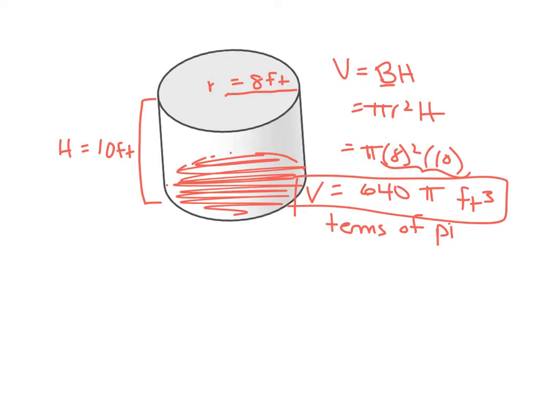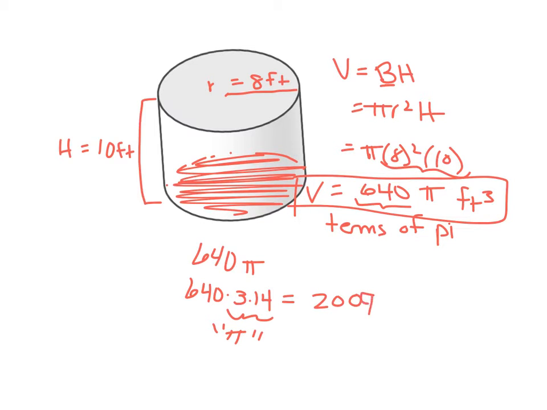Don't think that your volume is 640. It's actually much larger than that. Remember that 640 is just the first coefficient. It's also got a pi on there. So if you substitute, let's say pi is 3.14. A lot of times I would just look for the pi button. It'll be more accurate. But if I multiply that, that's going to give me some decimal. And you can see the actual volume.